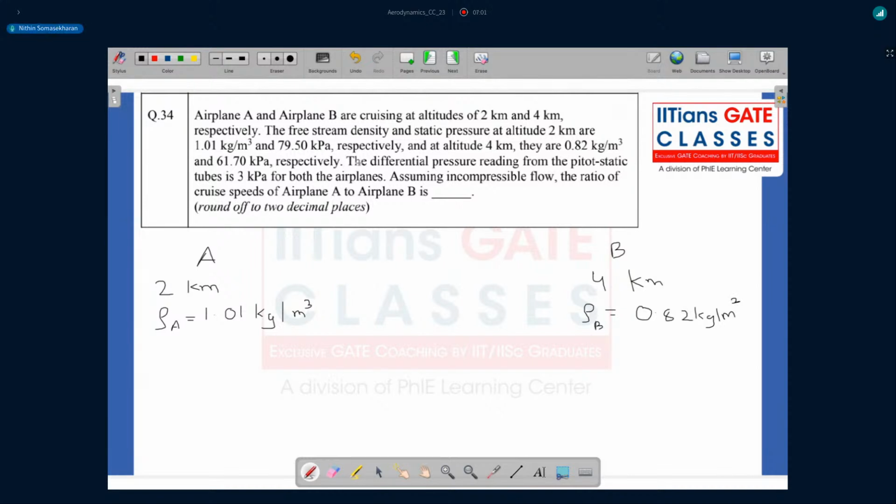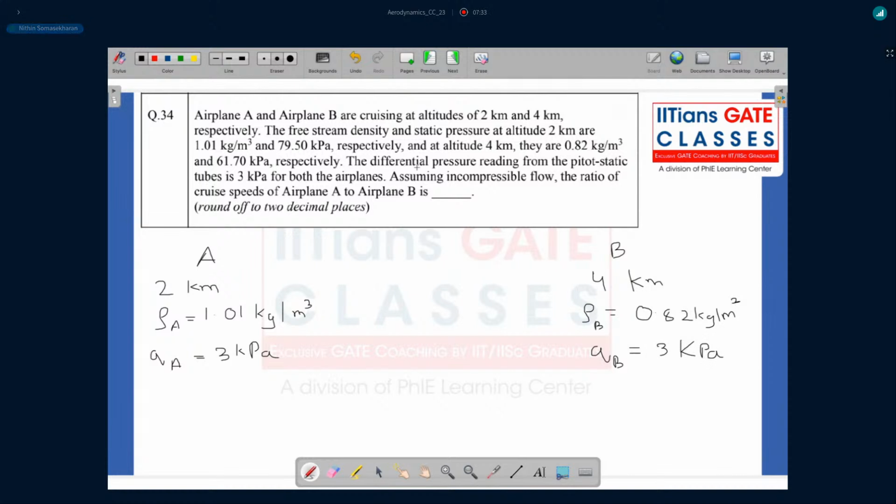kilopascals. The differential pressure reading from the pitot static tube is 3 kilopascal for both airplanes. So the pitot static tube basically measures your dynamic pressure, right? So the dynamic pressure QA in this case is 3 kilopascals, and in the case of airplane B it is also 3 kilopascals, right?